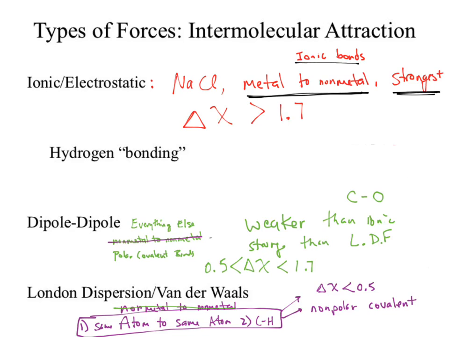What other information could we write down for our London dispersion? Okay, this one's our weakest. We actually already came up with examples: carbon to hydrogen and same atom to same atom. We got the non-metal to non-metal. We've got the weakest. We got our difference. We have examples. And we've got the type of bond, non-polar covalent bond. So cool, we've got all that information.